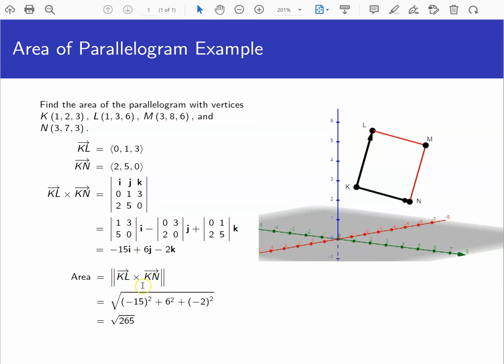Now we just need to take the magnitude of this vector we just found. So that's the square root of negative 15 squared plus 6 squared plus negative 2 squared, or the square root of 265.